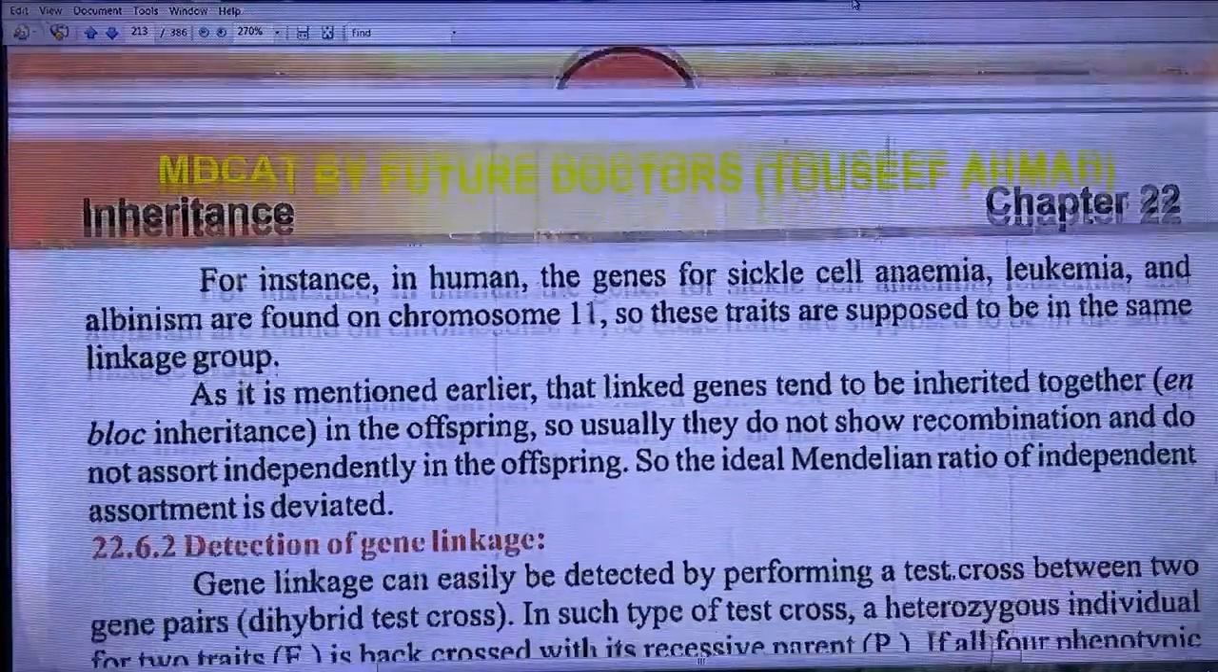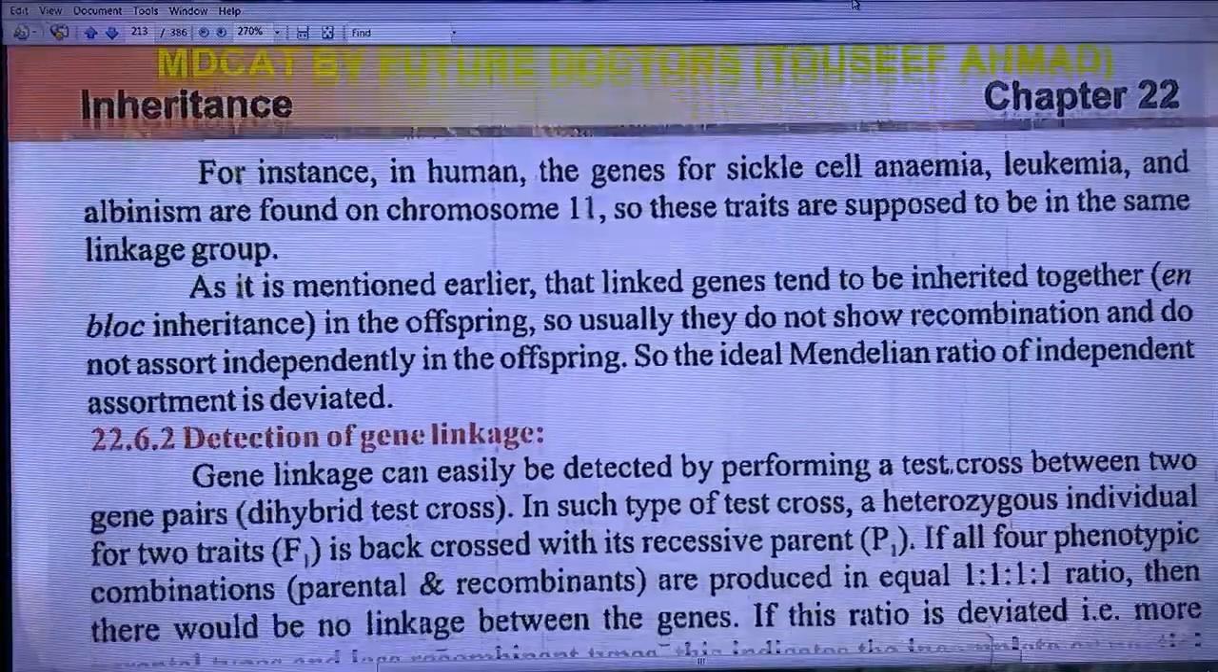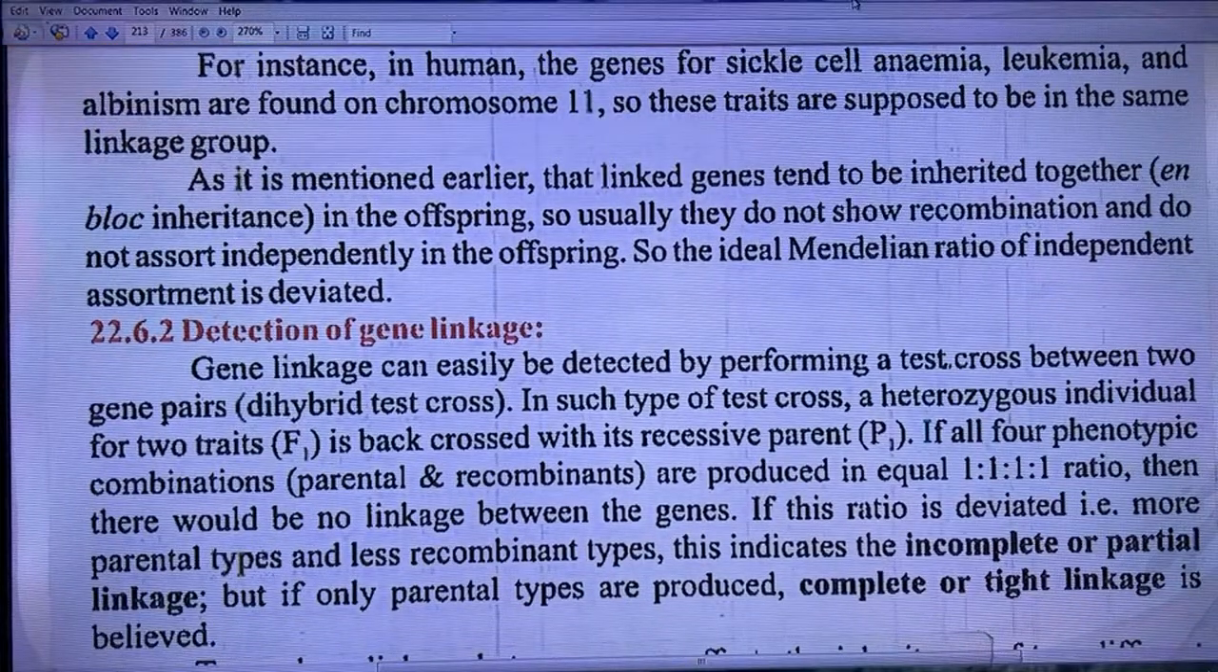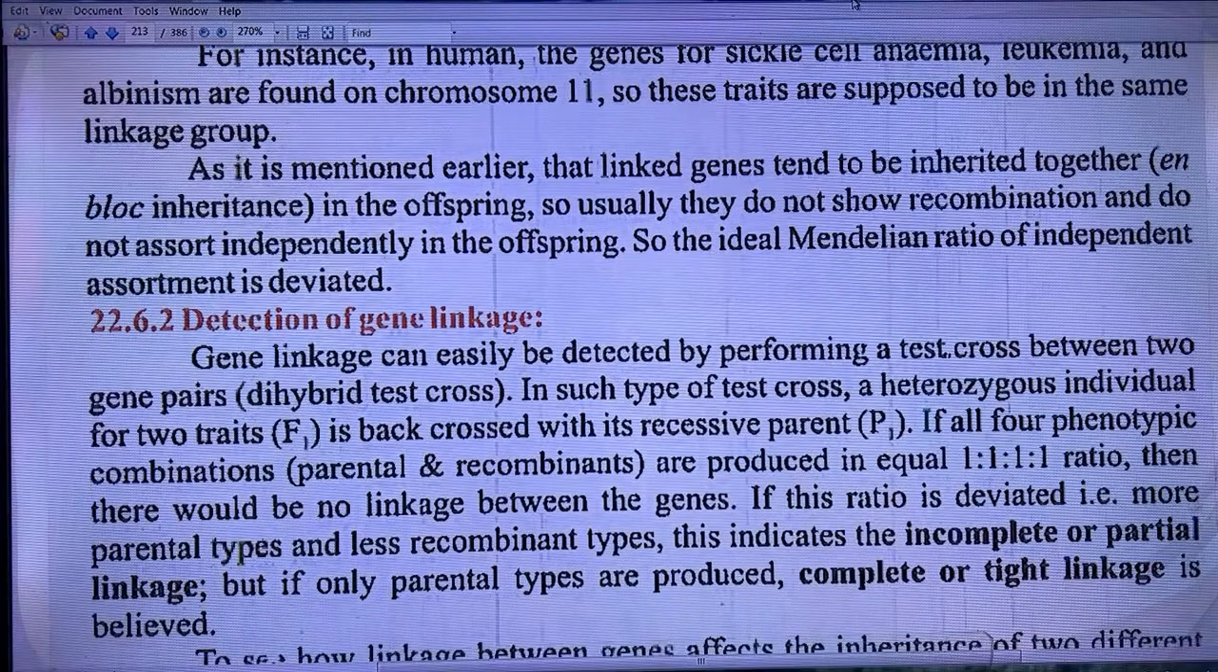For instance, in humans, the genes for sickle cell anemia, leukemia, and albinism are found on chromosome number 11. So these traits are supposed to be in the same linkage group. As mentioned earlier, linked genes tend to be inherited together, as a block, in the offspring. So usually they do not show recombination and do not assort independently in the offspring. So the ideal Mendelian ratio of independent assortment is deviated.